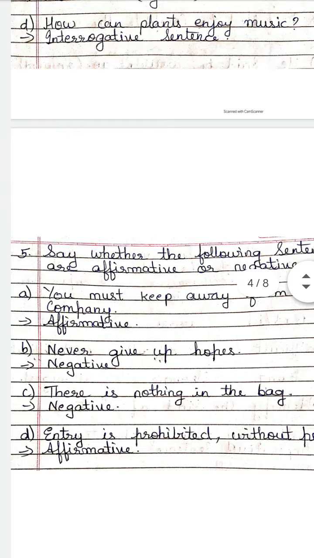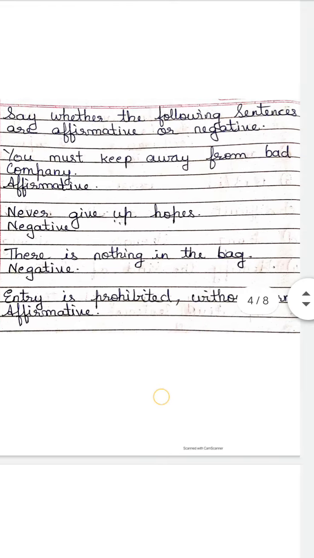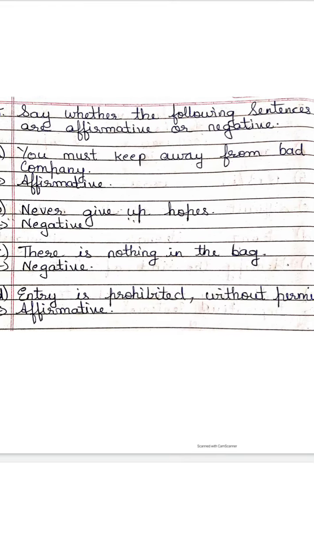Okay, now next, say whether the following sentences are affirmative or negative. This is another type of question which can be asked. I am not saying that only these questions are going to be asked. These are the kinds of examples, the pattern in which the questions may be asked in do as directed, because these all are from your textbook only. So you must keep away from bad company. This is affirmative. There is no negative word used in this.